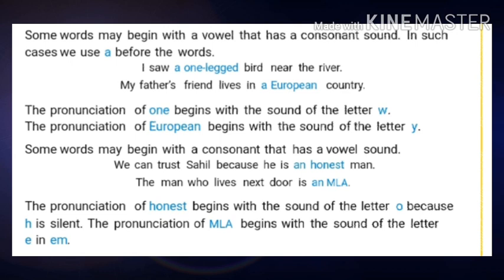Some words may begin with a consonant that has a vowel sound. Examples, we can trust Sahil because he is an honest man. The man who lives next door is an MLA. The pronunciation of honest begins with the sound of the letter O because H is silent. The pronunciation of MLA begins with the sound of the letter A in M. Some other words are MP, hour, honorable, etc.